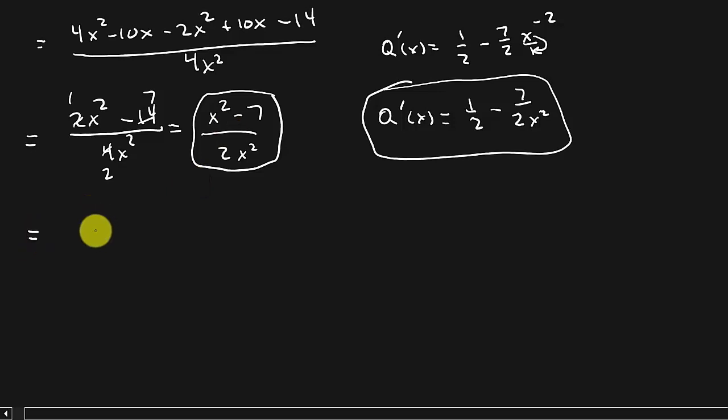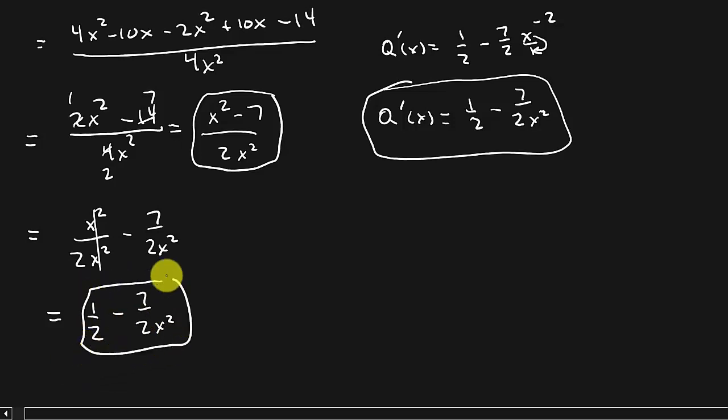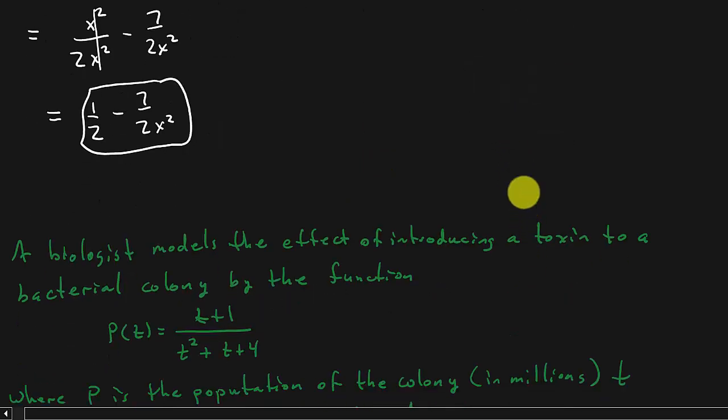because we can write this as x squared over 2x squared minus 7 over 2x squared if we split the fraction up, and then you see the x squareds cancel. That's 1/2 minus 7 over 2x squared. All right, and you can see it's the same thing. All right, let's move right along.